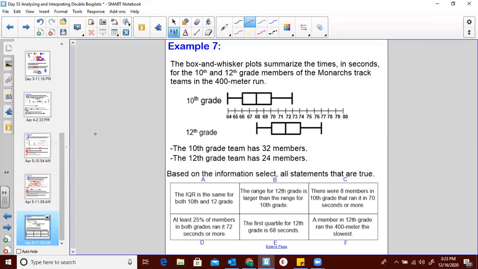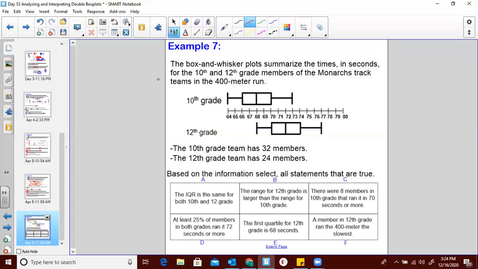All right, last but not least, we have this monster. 6 different possible answers. The box and whisker plot summarizes the times in seconds for the 10th and 12th grade members of the Monarchs track team in the 400-meter run. The 10th grade team has 32 members. The 12th grade team has 24 members.